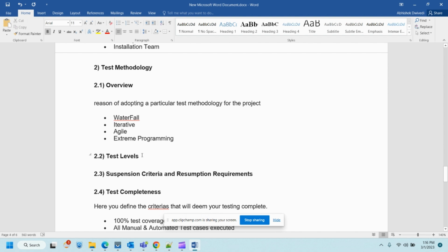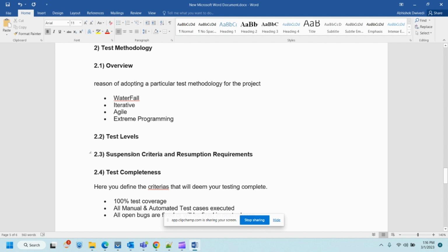Test levels, like we are going to test unit testing, integration testing, system testing, and user acceptance testing. So what all we are choosing in this project. Suspension criteria and resumption: when to stop testing or when to start. It means if you find a defect and the developer is not available for 2 or 3 days, it doesn't mean that you stop your testing, but you need to continue with other test case execution. So that is when to resume, when to stop.